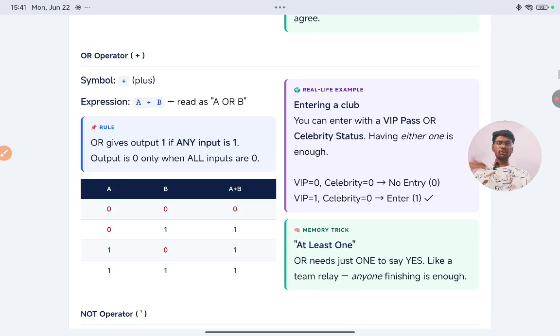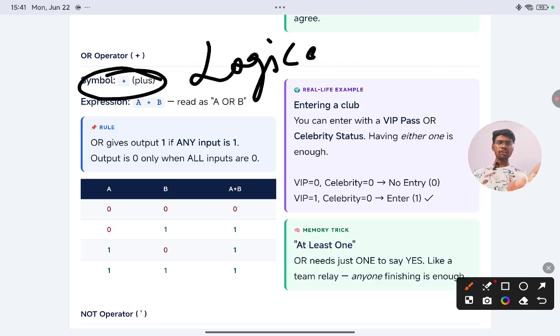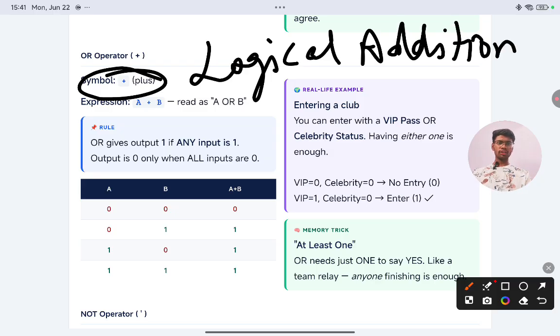Then coming to the OR operator. The OR operator is represented by a plus sign, the plus operator. It is known as logical addition. Here, A plus B. It works opposite to the AND gate or the AND rule.